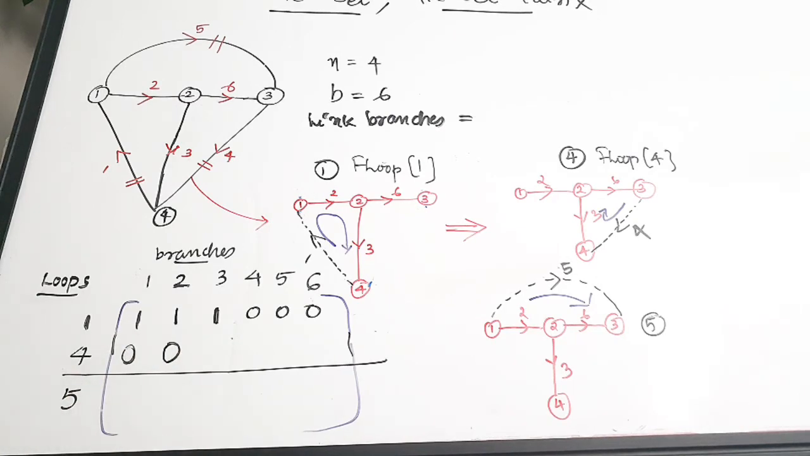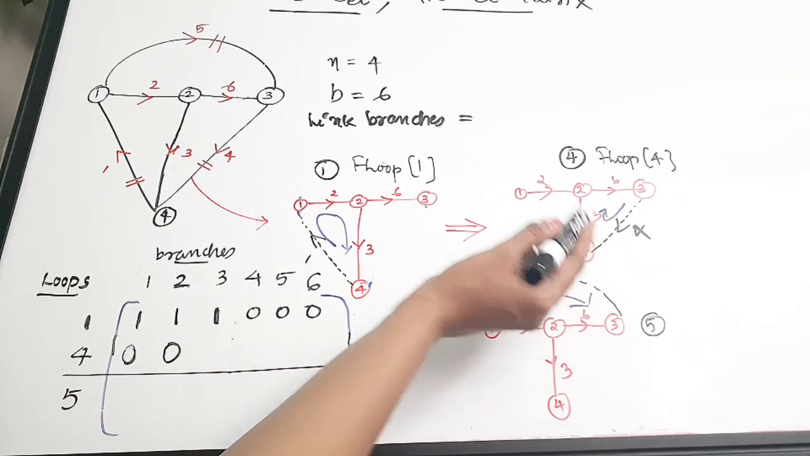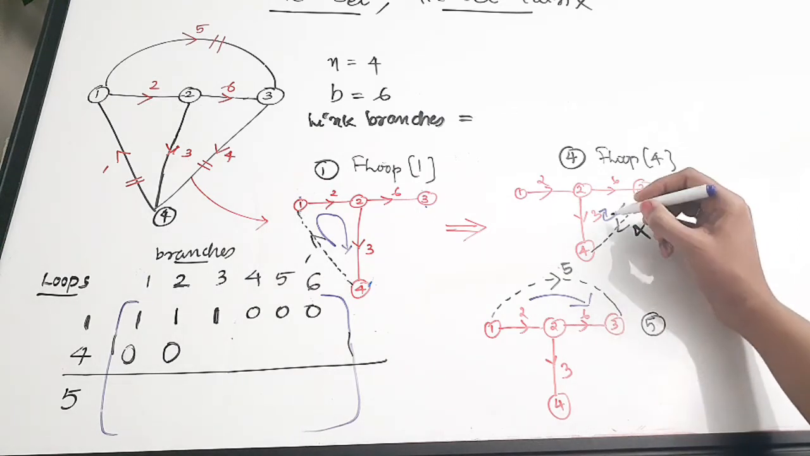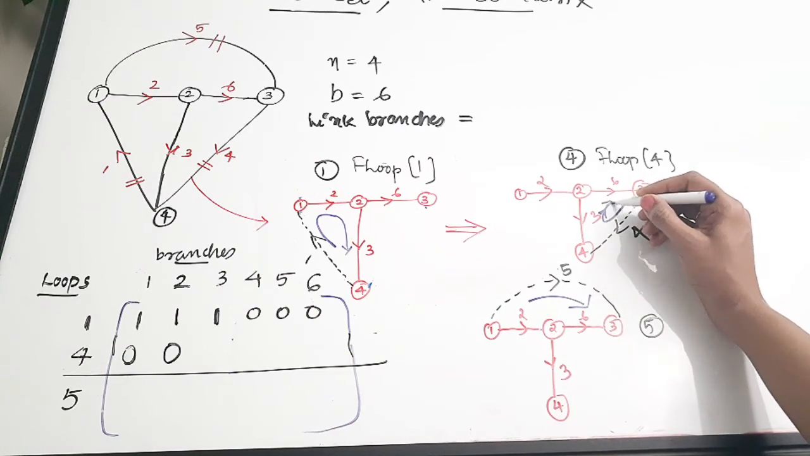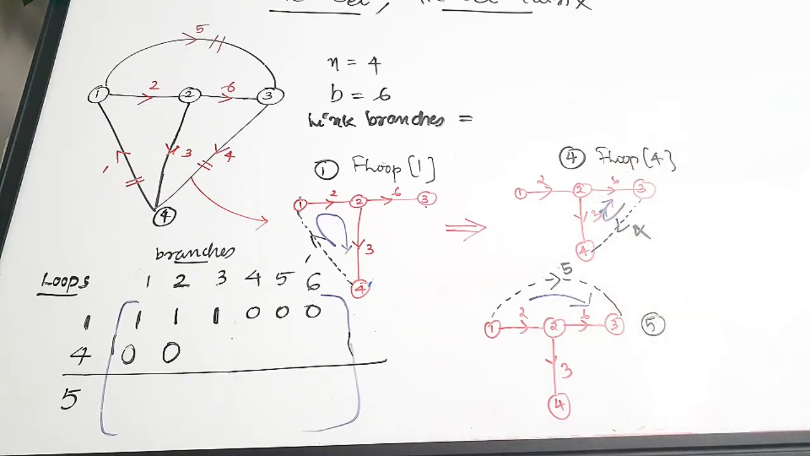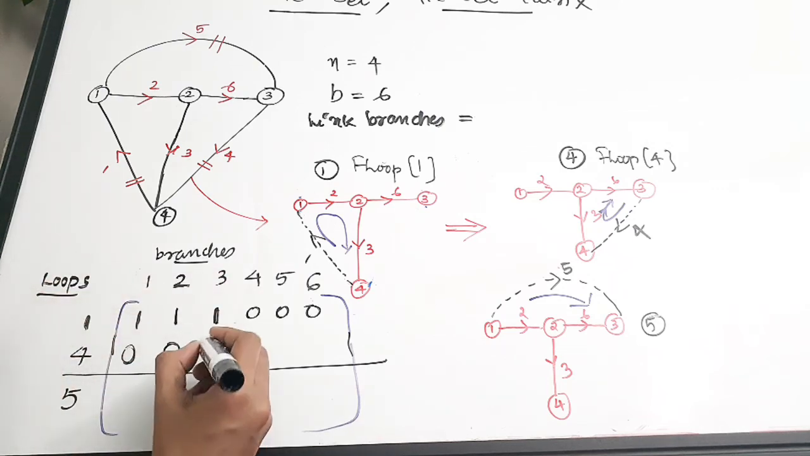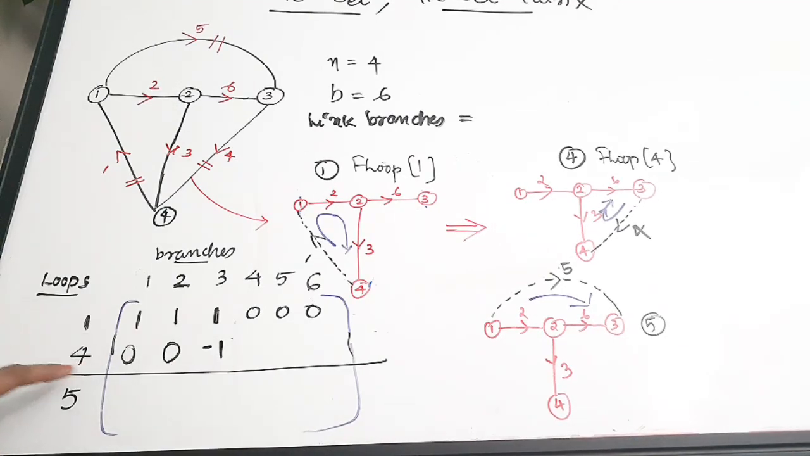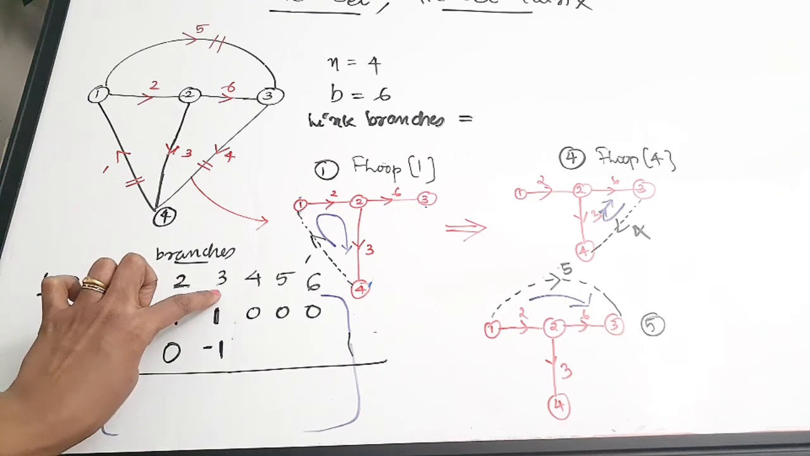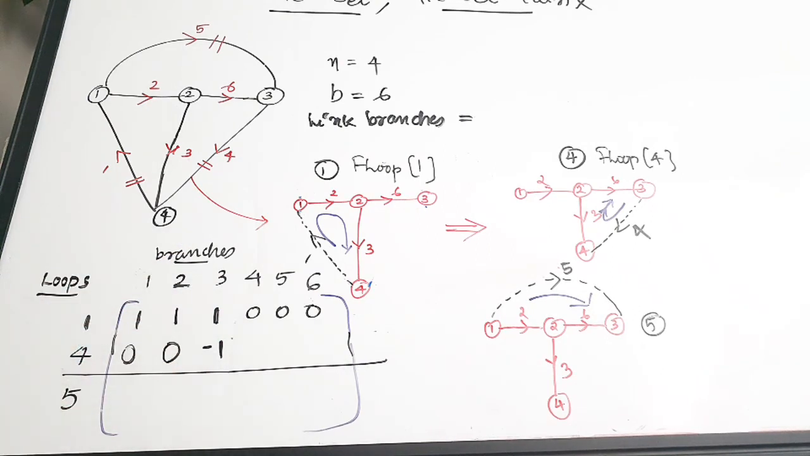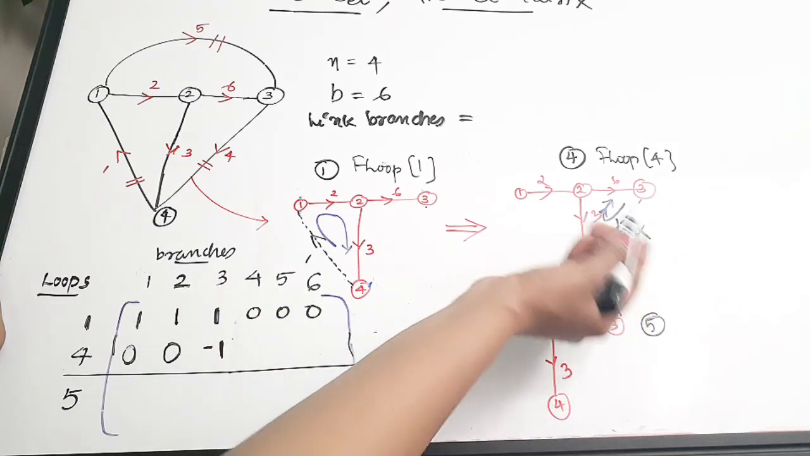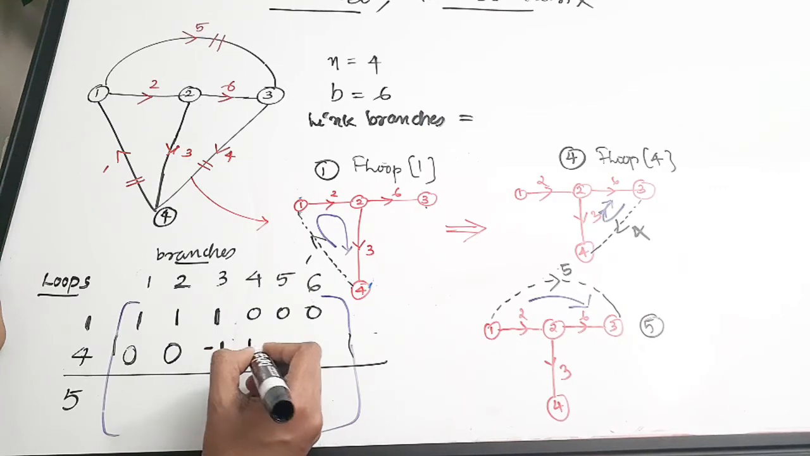Then about branch 3, see here, this is your branch 3. The loop is in this direction, but branch 3 is pointed downwards, right? So they are in opposite directions. So the value of branch 3 here will be -1. Why? Because F loop 4's direction and the direction of branch 3 are opposite. Okay. Now, next, branch 4. Branch 4 and the loop are in the same direction. So it is 1.